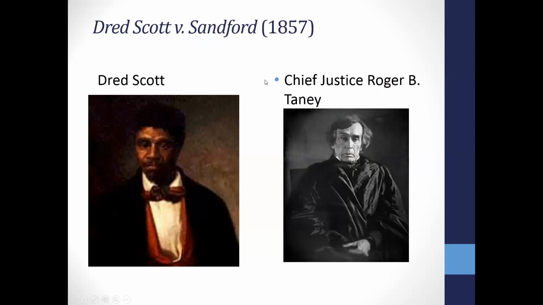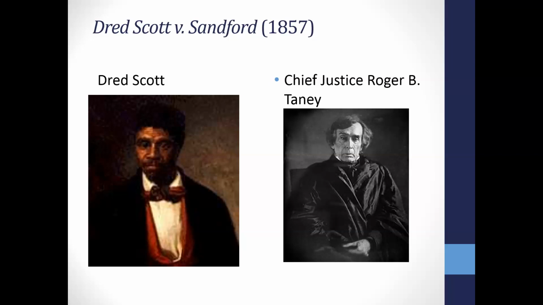Now, as President James Buchanan is getting ready to take office in early March of 1857, the Supreme Court is also getting ready to put forth its decision in what's known as Dred Scott v. Sanford. Now, Scott had been enslaved in Missouri, and his owner had taken him to the Free Territory of Wisconsin.